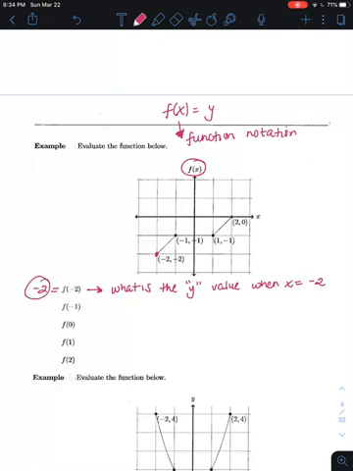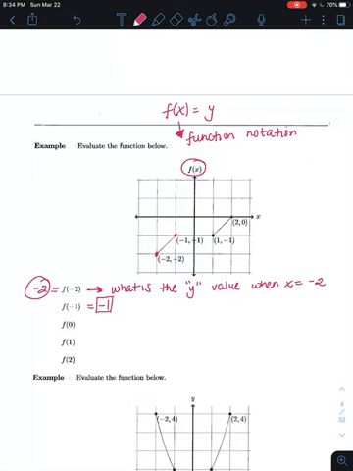I'm going to write it on this side because I don't have enough space. So it's negative 2. That's what you're asking yourself each time. What's the y value? You're looking for a y value, and they tell you the x value in parentheses. So when x equals negative 1, the y value is negative 1. So in MyMathLab, you would just type in negative 1.